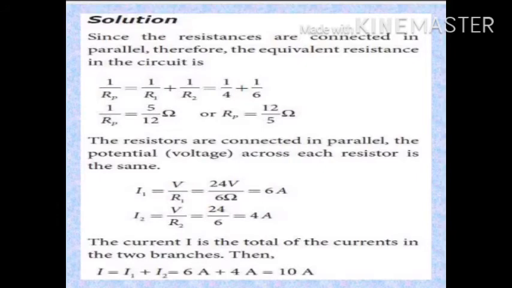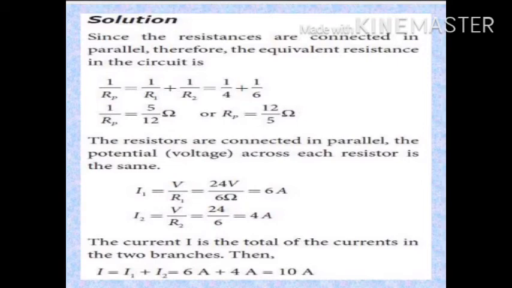Here is the solution. Since the resistances are connected in parallel, the equivalent resistance in the circuit will be 1 by R1 plus 1 by R2, that is 1 by 4 plus 1 by 6. When you solve, you get 1 by Rp is equal to 5 by 12, or Rp is equal to 12 by 5 ohm. The resistors are connected in parallel. The potential difference across each resistor is the same.